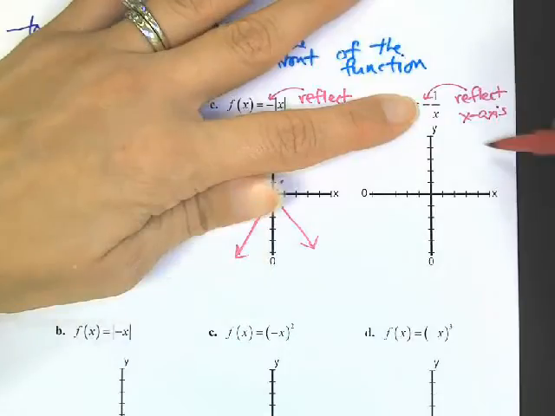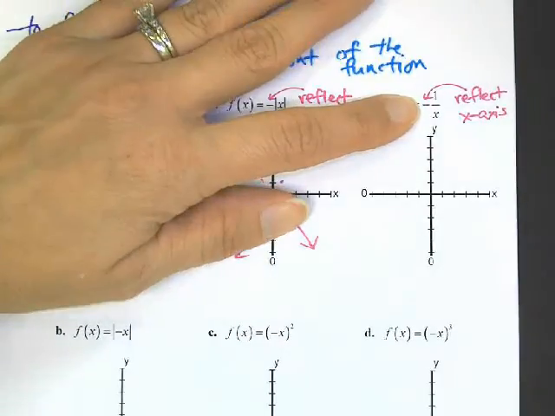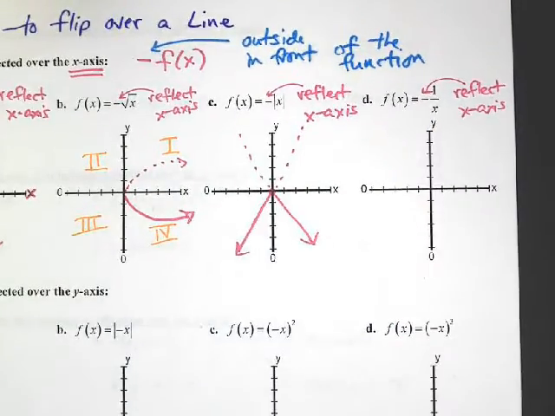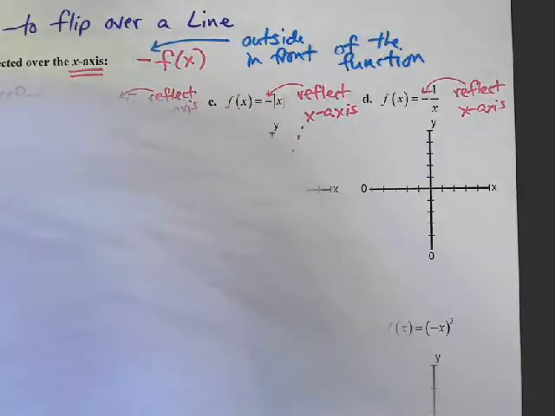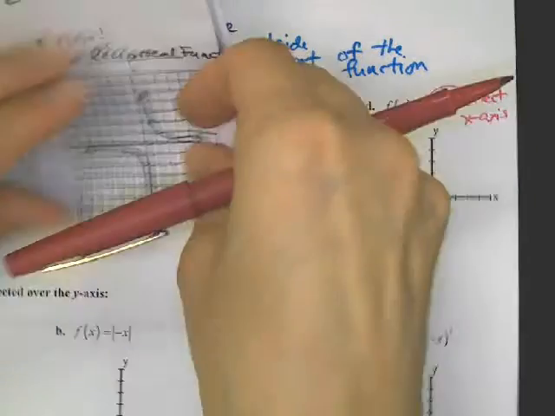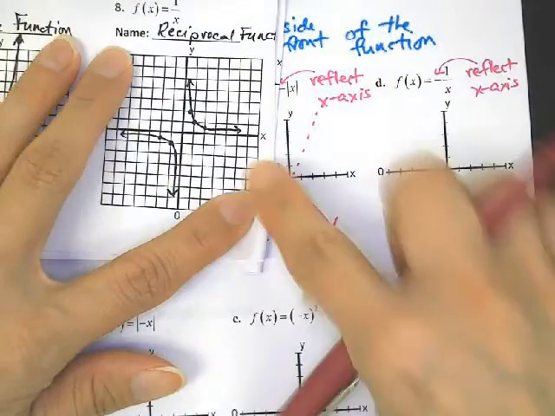Okay, that's describe the transformation. That's going to be part of the work that we do this chapter. And let's see, 1 over x. 1 over x, where'd that reciprocal guy go? Here he is again. We have to reflect him over the x-axis.